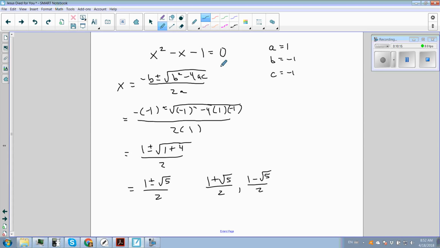So quadratic formula would really be the only way to go unless you learned another method called completing the square. But personally, I think the quadratic formula is a lot simpler to use. You just have to memorize the formula, and then you're good to go.